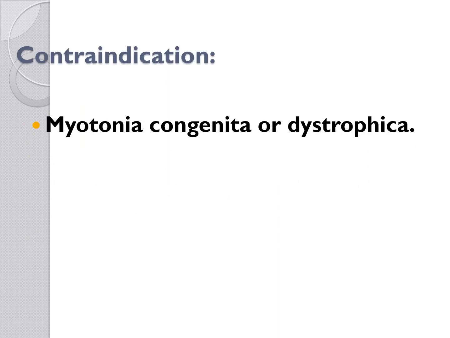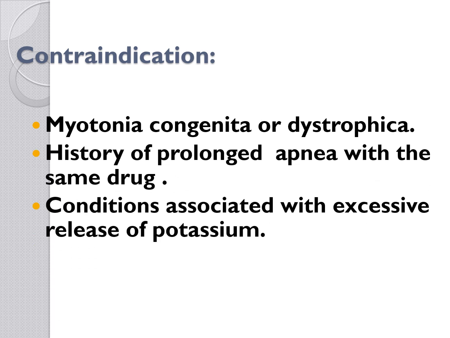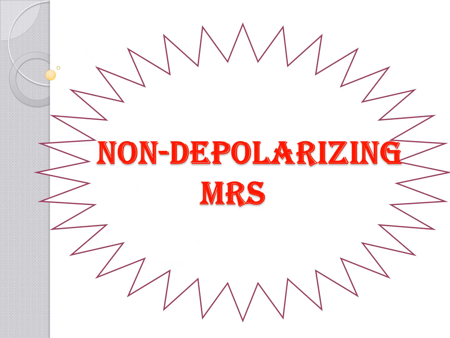Contraindications of its use include myotonia congenita or dystrophica, history of prolonged apnea with the same drug, and conditions associated with excessive release of potassium. Side effects of its use: cardiovascular effect, muscle fasciculation, postoperative muscle pain, increased intraocular pressure, increased intragastric pressure, increased intracranial pressure, hyperkalemia, malignant hyperthermia, which is lethal. The most important complications which occur with succinylcholine are malignant hyperthermia, prolonged apnea, called succinylcholine apnea, increased histamine release, and anaphylaxis.